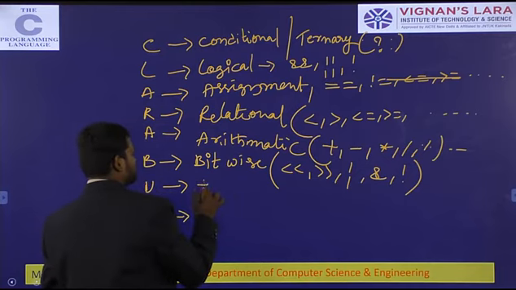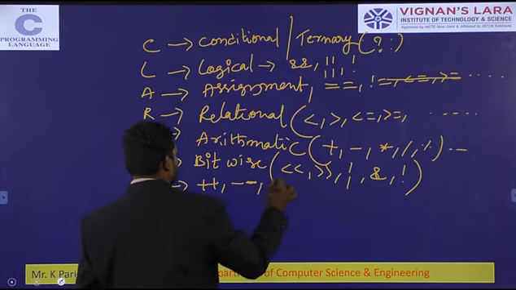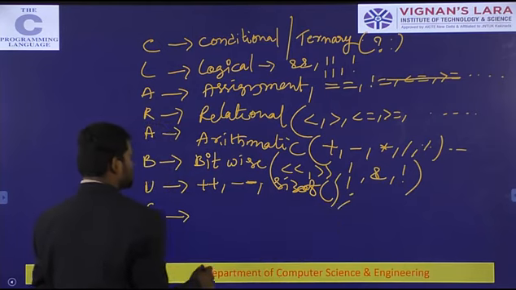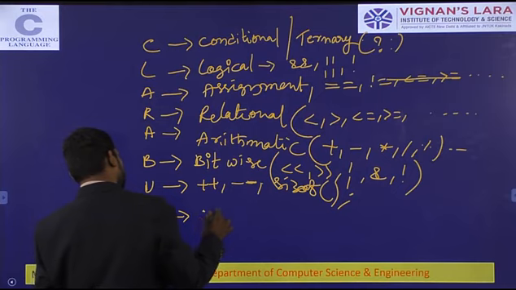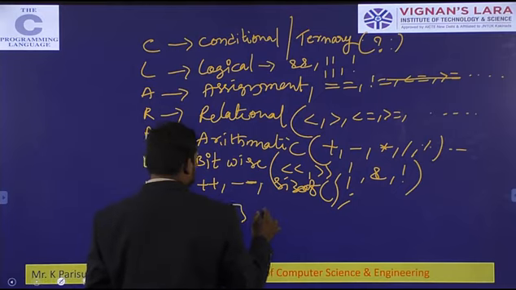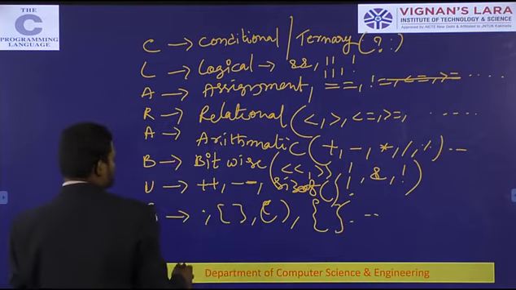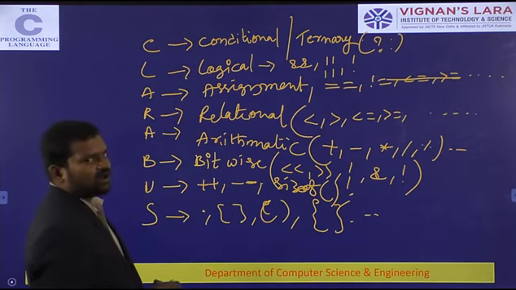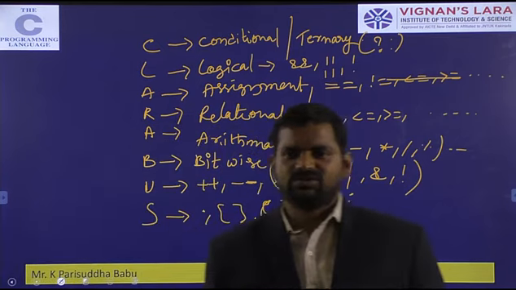Unary operators: unary plus plus, minus minus operator, and sizeof is also an operator. Special operators: dot operator, square bracket operators, normal bracket operators, curly bracket operators, semicolon operator, comma operator. All are other operators performing in the C language.